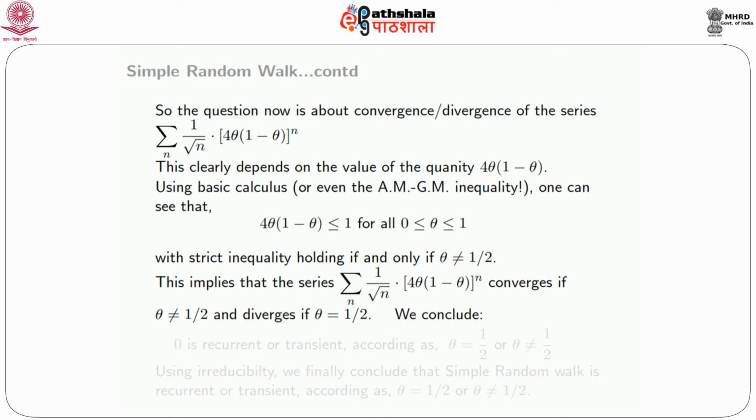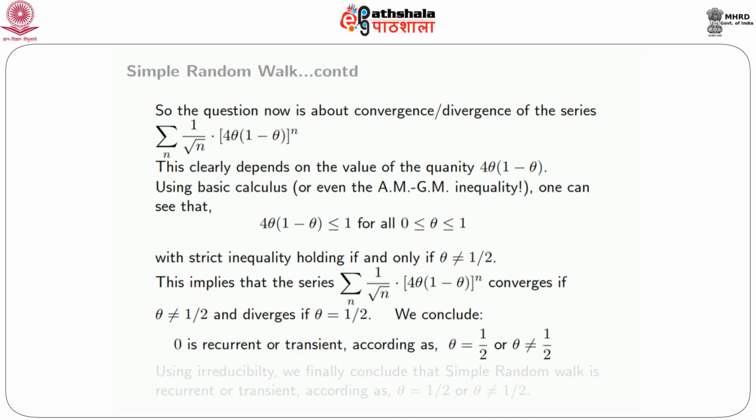So you have a geometric term divided by root n, and even if you ignore the root n, 1 over root n, because that is anyway less than or equal to 1, you have a geometric series with 4 theta into 1 minus theta strictly less than 1, and that series converges. So if theta is not half, it converges. If theta is half, then 4 theta 1 minus theta is 1, so that to the power n is 1. So you end up getting the series 1 over root n, which of course we know diverges. So therefore this series converges if theta is not half and diverges if theta is half.